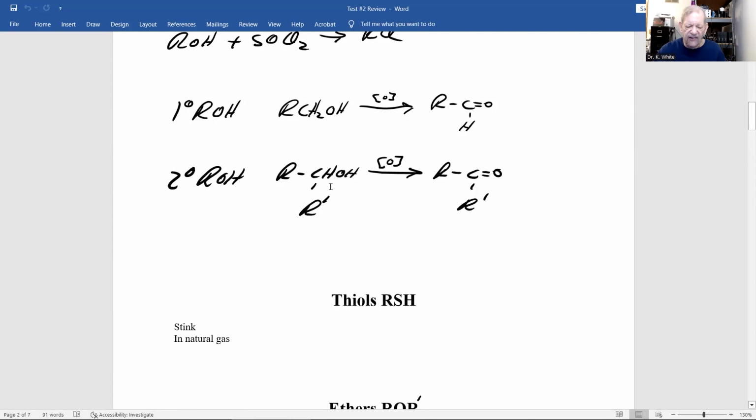If you take a secondary alcohol and oxidize it, you lose this hydrogen on the carbon with the hydroxyl group and this hydrogen on the hydroxyl group, and you form a carbon-oxygen double bond, and you form a ketone. Dr. White's real happy because I love aldehydes and ketones. Now, a tertiary alcohol will not oxidize.